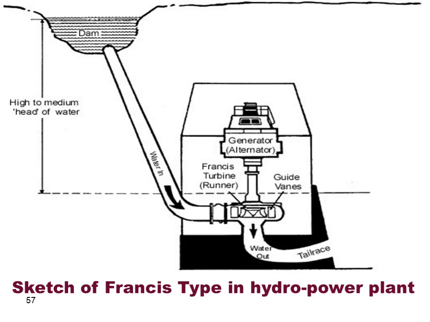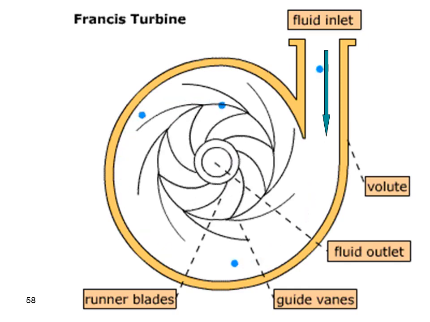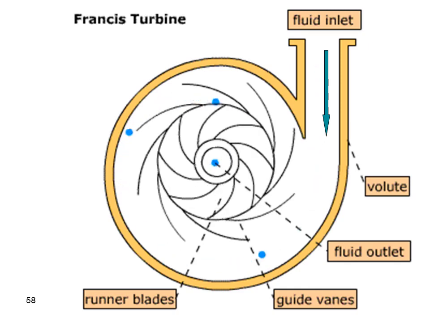Also, after the water gives its energy to the runner, it converts it into mechanical energy. It goes to the generator through the turbine shaft, and then it generates electricity, and it will be fed to the unified electricity network.